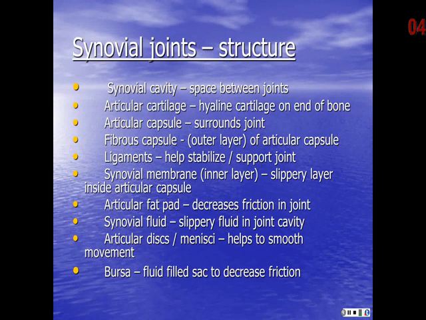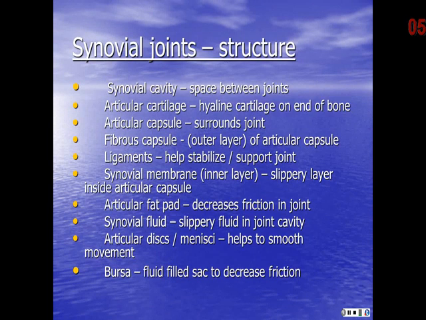Here we will look at the structure of a synovial joint. A synovial joint will have a synovial cavity or space between the bones and will contain synovial fluid to cushion or reduce friction. The ends of the bones will have articular cartilage made of hyaline cartilage on the surface, which articulates with another bone. The articular capsule surrounds the synovial cavity.